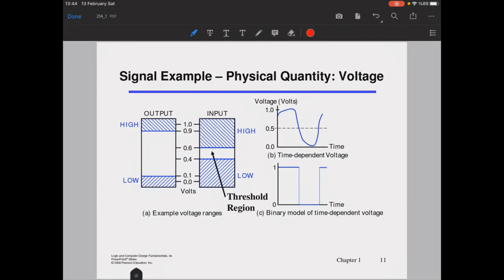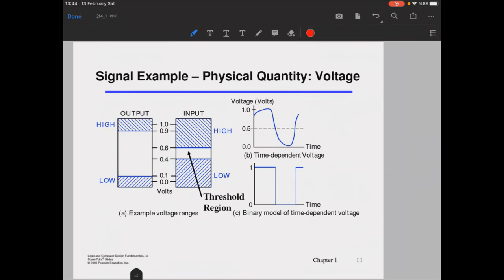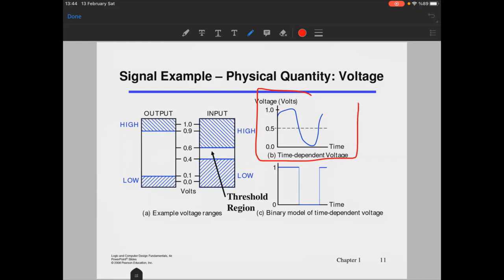Now let's take a look at a signal example as a physical quantity. Okay, we take voltage as an example here. And here you see a real signal, which is your time-dependent voltage signal. Okay, this is like a clock pulse or something like this, what you can observe in the lab by using probes and checking out your circuit. You can see the signal on your scope, but the one below is the binary model of this time-dependent voltage.